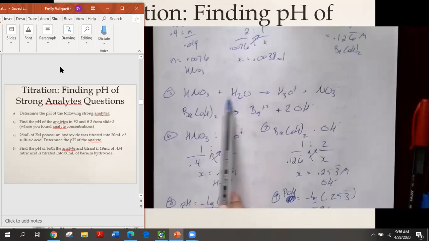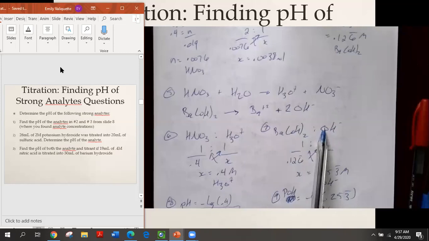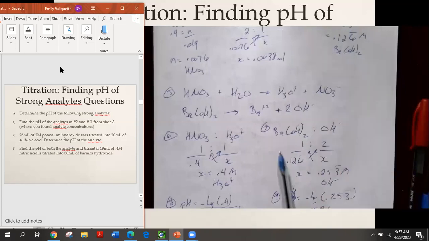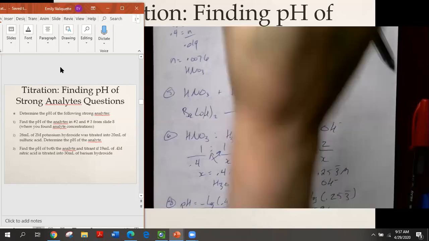So for our first reaction, for our acid, it is a 1-to-1 ratio between the acid and the hydronium ions. We're plugging in the concentration of the acid that we were actually given in the question, and then cross multiply, and you will get 0.4 molar as your concentration of hydronium ions. We do the same thing for our base. It is a 1-to-2 ratio between the base and the hydroxide ion. We plug in the concentration of the base that we just calculated, cross multiply, and get 0.253 repeating molar as the concentration of hydroxide ions.